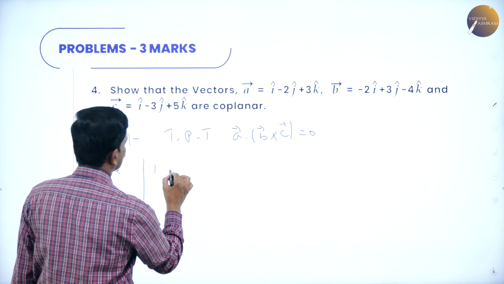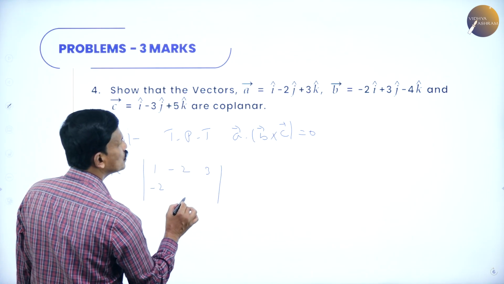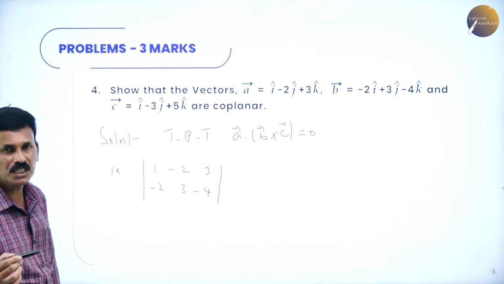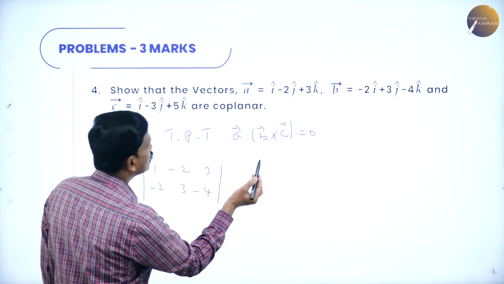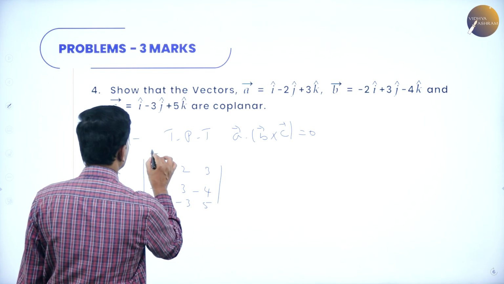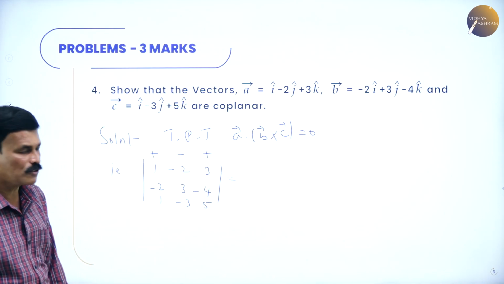So, 1, minus 2 and 3. Then, for the second vector, it is minus 2, 3, minus 4, the coefficients of i cap, j cap and k cap. For the third vector, it is 1, minus 3 and 5. Simplify. If this is equal to 0, then the three vectors are said to be coplanar vectors.